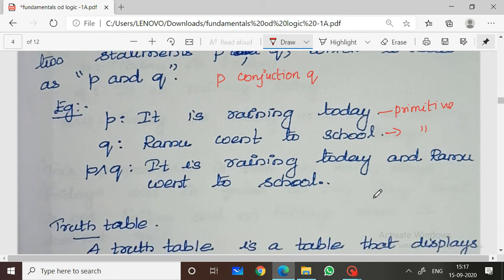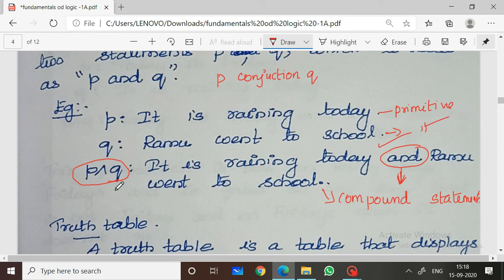Two primitive statements are there. We are going to combine these two primitive statements into one single sentence using the connective word AND. So conjunction is the connective word. Using this conjunction or AND connective, we form a compound statement, or compound sentence, or molecular statement. Two primitive statements, on combining using the connective AND, give a compound statement. Let us see the example first.